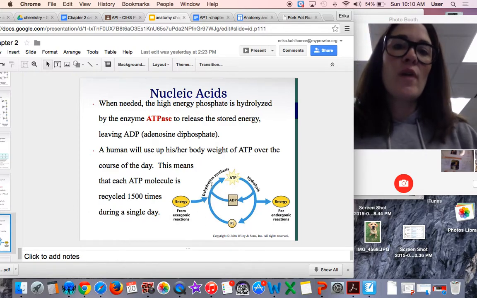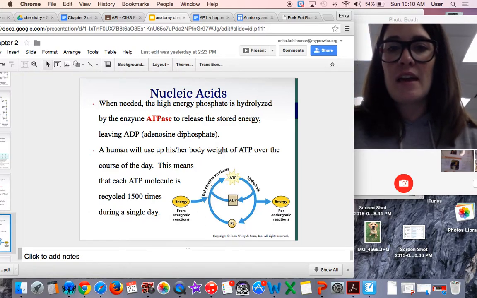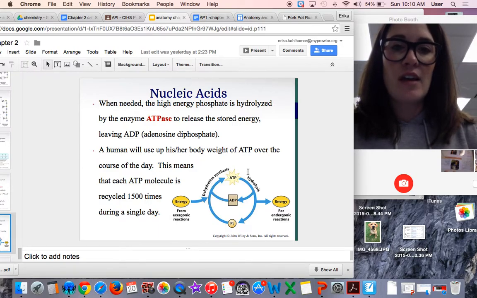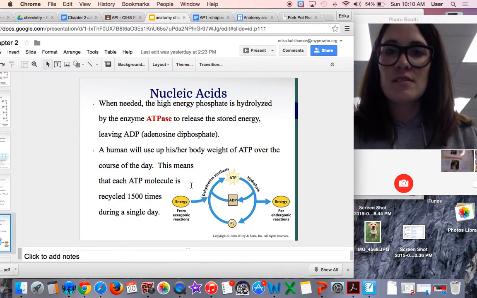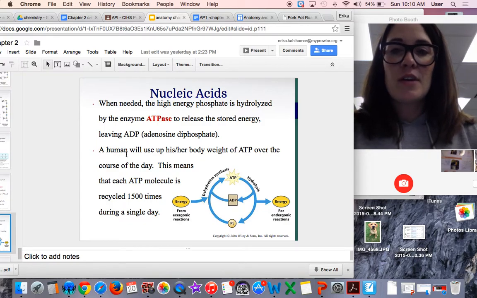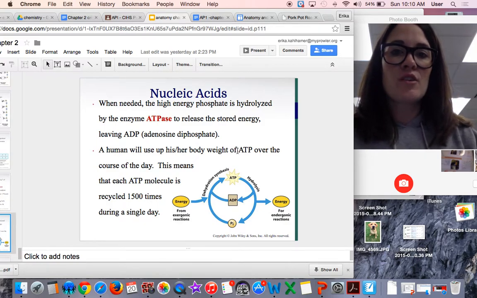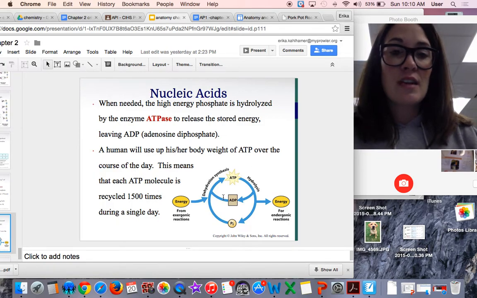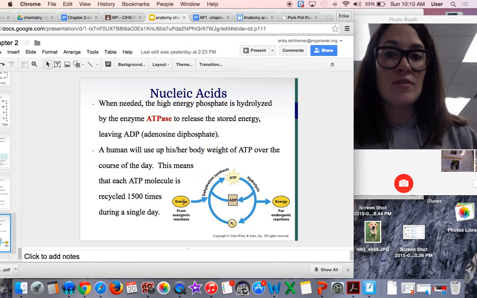And this is the equation for how that ATPase works. And again, it's a combination of dehydration synthesis reactions and hydrolysis reactions. This is pretty cool. A human will use up to his or her body weight of ATP over the course of a day. That means that each ATP molecule is recycled.